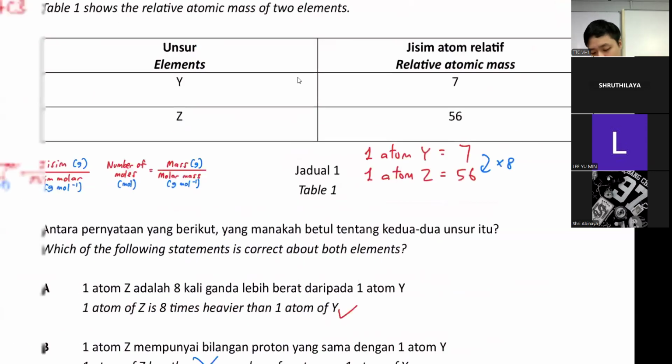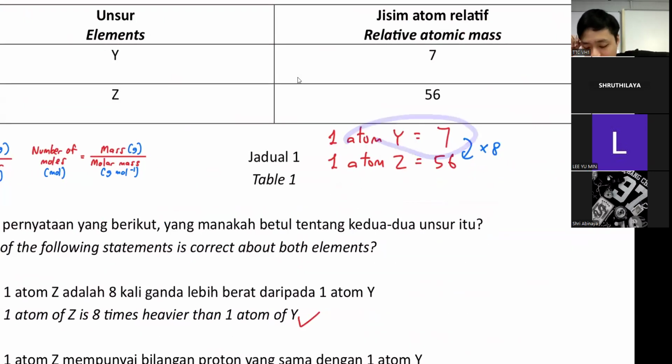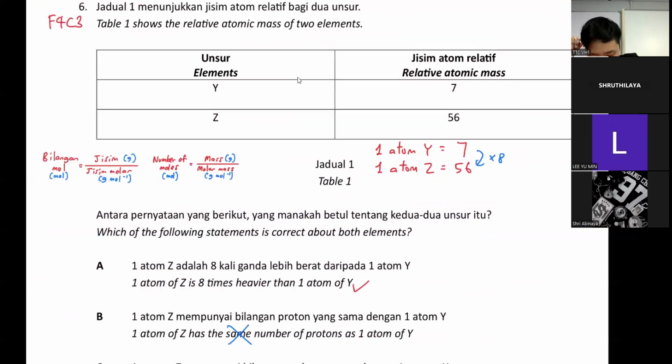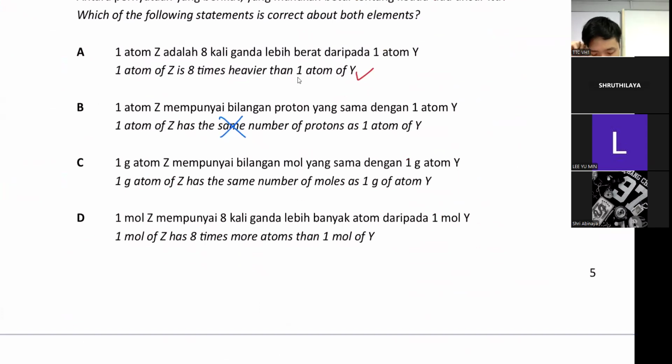Actually, it's possible, but in this case, I would say the best answer is A. 1 atom of Z. Let me see. Because the answer gives A. Okay, A is correct. 1 atom Z, 1 mole of Z.